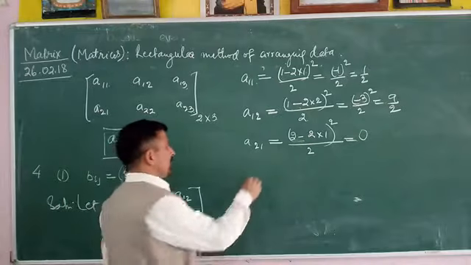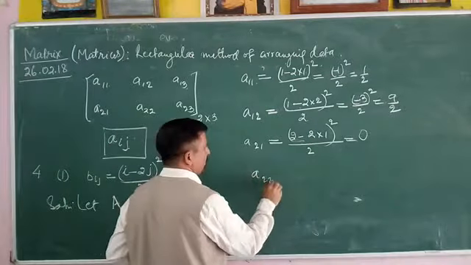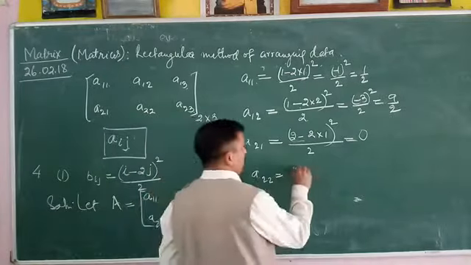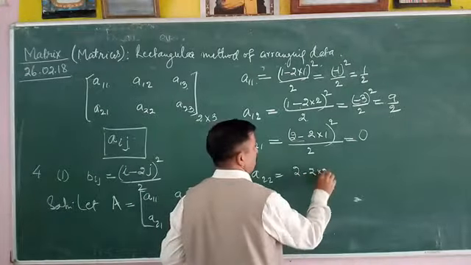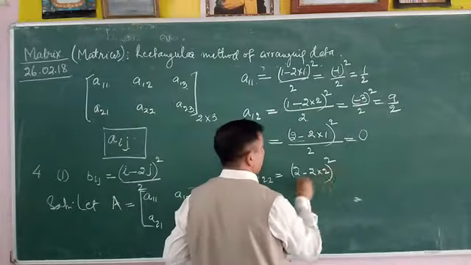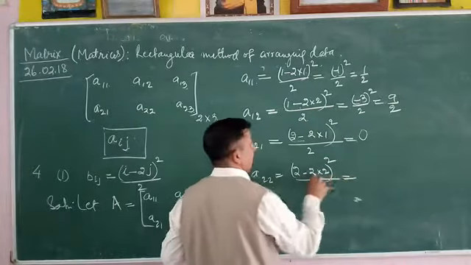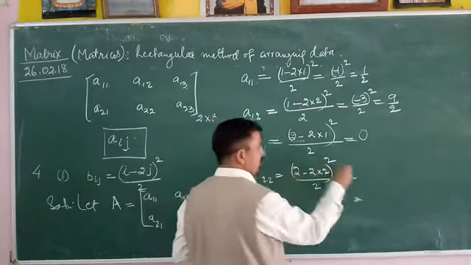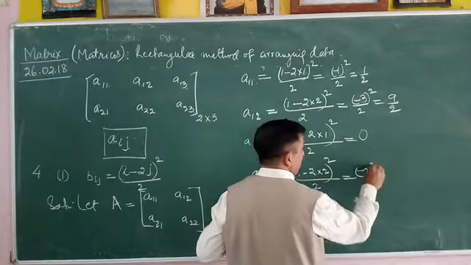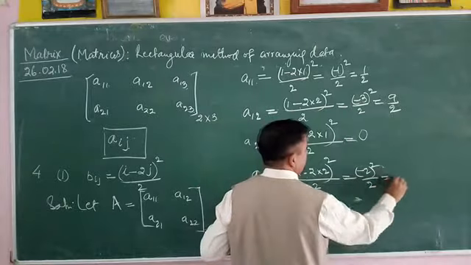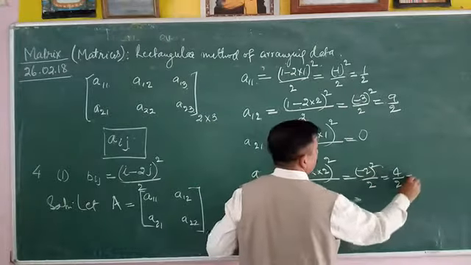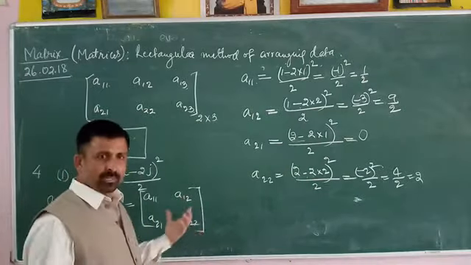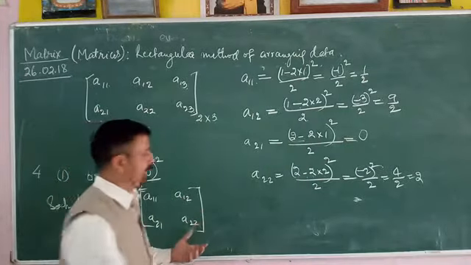Now finally, the last element, A22. Here the value of I and J both are 2. So we'll put in the formula. (2 minus 2 into 2) whole square divided by 2. This is 2 times 2 is 4. 2 minus 4 is minus 2. Minus 2 square divided by 2. This is equal to 4 over 2, which is equal to 2. Now you got the value of all your 4 elements, no? Yes, sir.